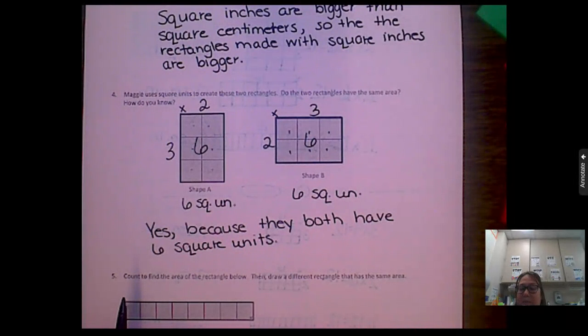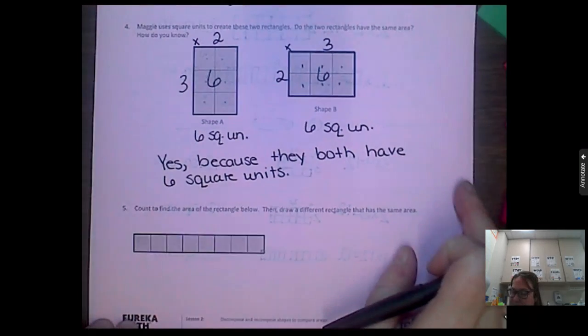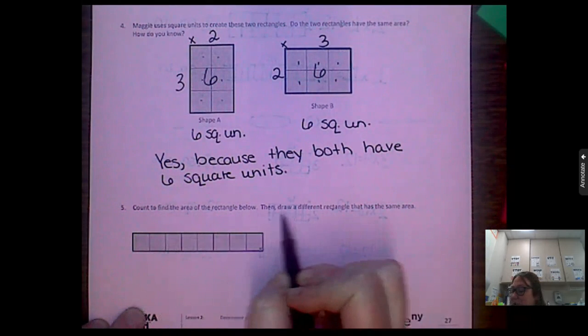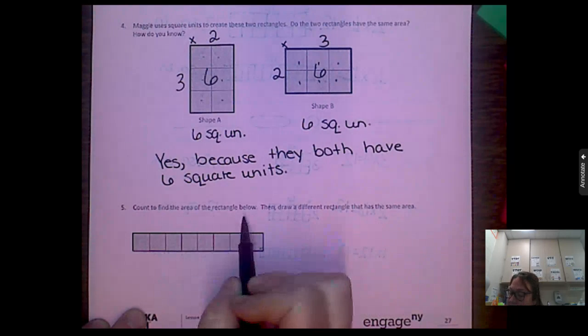Okay, again, if you need to pause and finish up, feel free. And we're on the last one. I feel like this was pretty fast today. Okay, number 5 says count to find the area of the rectangle below, then draw a different rectangle that has the same area. So it says count to find the area of the rectangle.